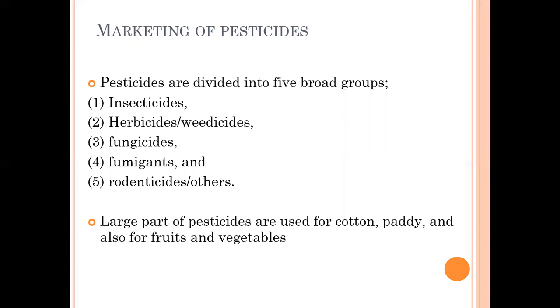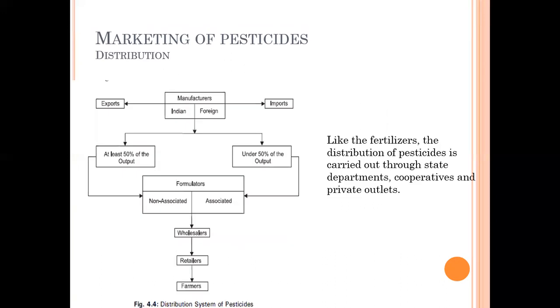Now, let's see some other information about pesticides. If we talk more about this, next slide, we will see how the distribution of pesticide happens in India. So distribution, if you see here, like we have seen in fertilizers also. The distribution of pesticide is also carried out through the state department, cooperatives and private outlets, as we have seen in distribution of fertilizers also.